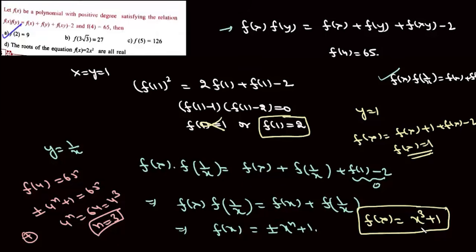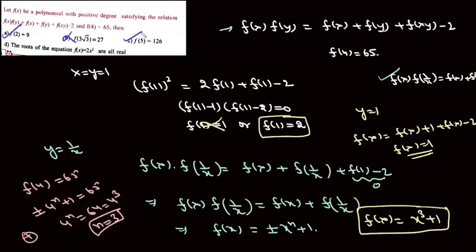Now cube root of 3 cube will be an irrational number, so option B is incorrect. f(5) is 125 plus 1, 126. It's also correct. And then, the roots of the equation f(x) equals 2x square are all real.